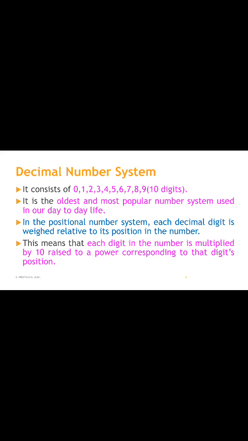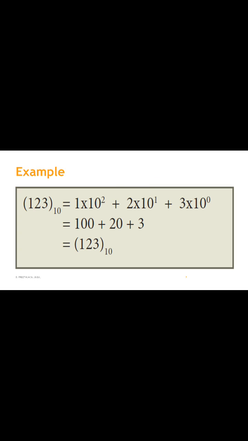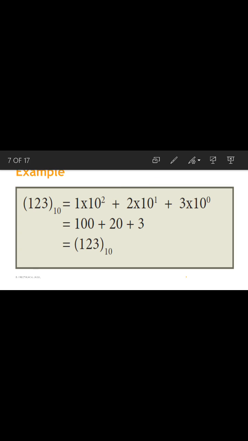Now we can see about each type. The decimal number system has the numbers from 0 to 9 and it is the oldest and most popular number system. Here we use the positional numbering system. That means each digit in the number is multiplied by 10 raised to a power corresponding to that digit's position. Now we can see this with an example.